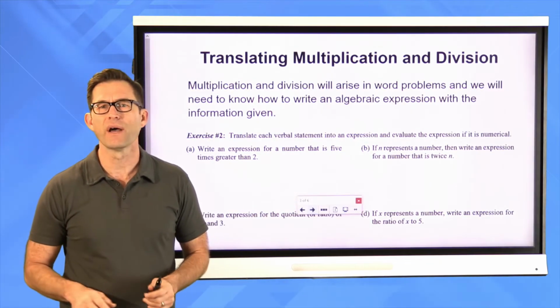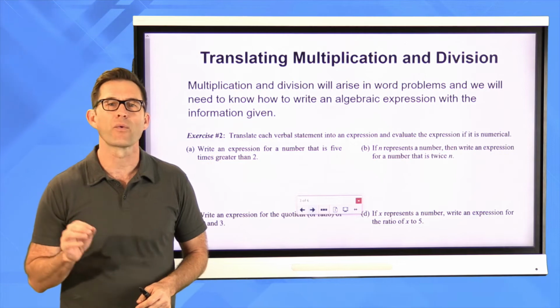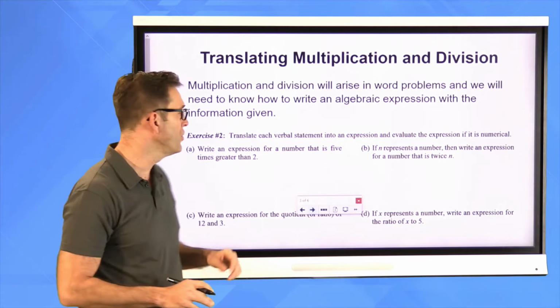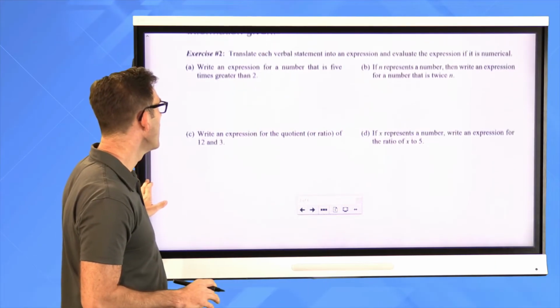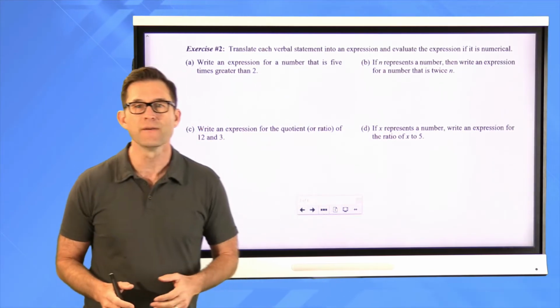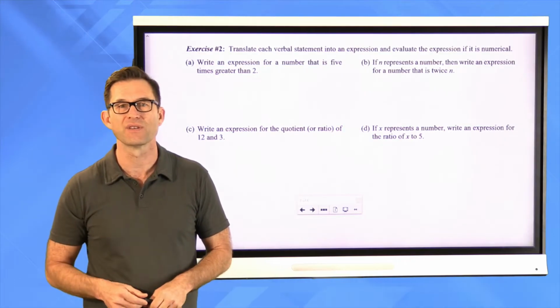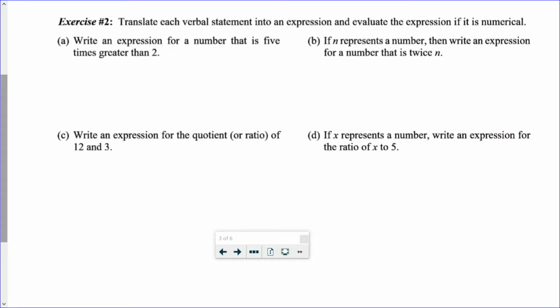Multiplication and division arise in word problems, and we will need to know how to write an algebraic expression with the information given. Just like before, what we want to do is play around a little bit with numerical expressions, and then we'll get into the ones that involve the variables. Let's take a look at exercise 2. Translate each verbal statement into an expression and evaluate the expression if it is numerical.